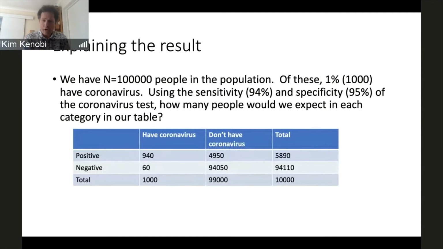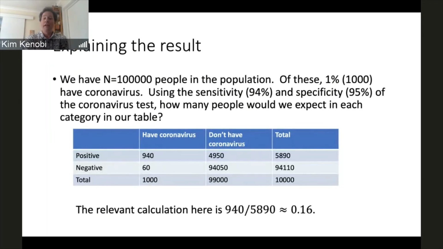1,000 people have coronavirus. 99,000 people do not have coronavirus. So out of the 1,000, 940 test positive. But out of the 99,000, 5% test positive. So we've got 4,950 positive tests, which are false positives. So the relevant calculation is 940 divided by 5,890, which is about 16%.